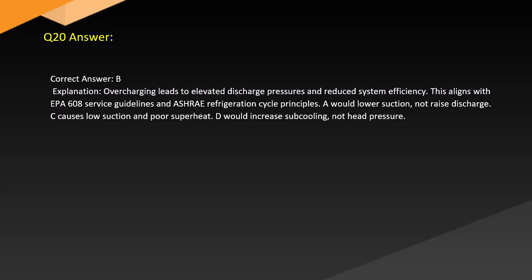Answer. Correct answer: B. Explanation. Overcharging leads to elevated discharge pressures and reduced system efficiency. This aligns with EPA 608 service guidelines and ASHRAE refrigeration cycle principles. A would lower suction, not raise discharge. C causes low suction and poor superheat. D would increase subcooling, not head pressure.